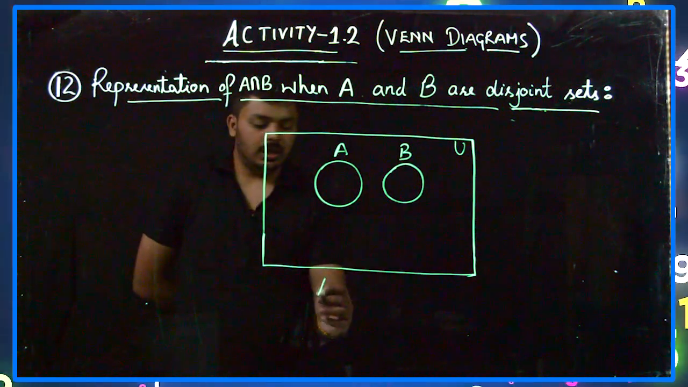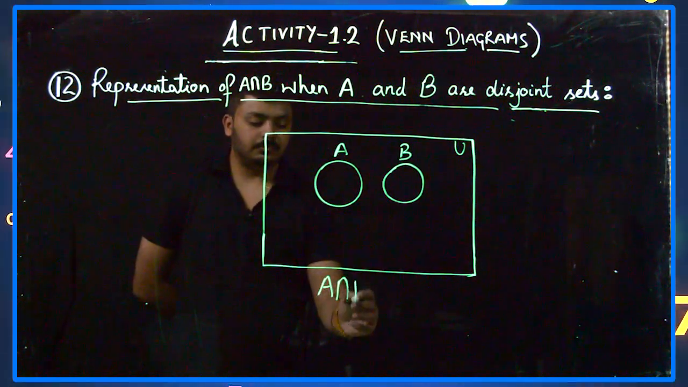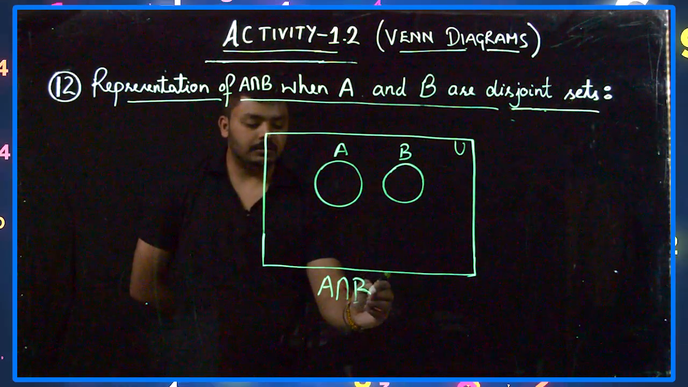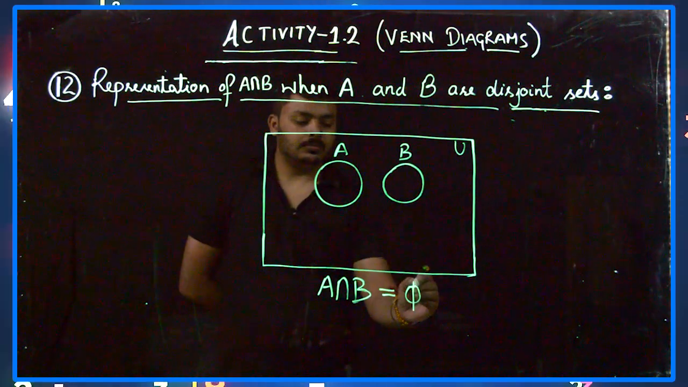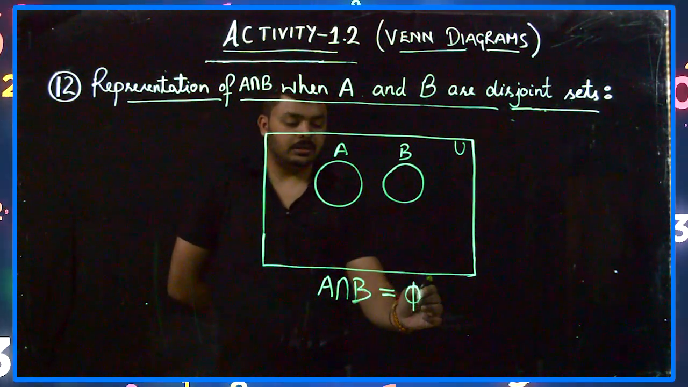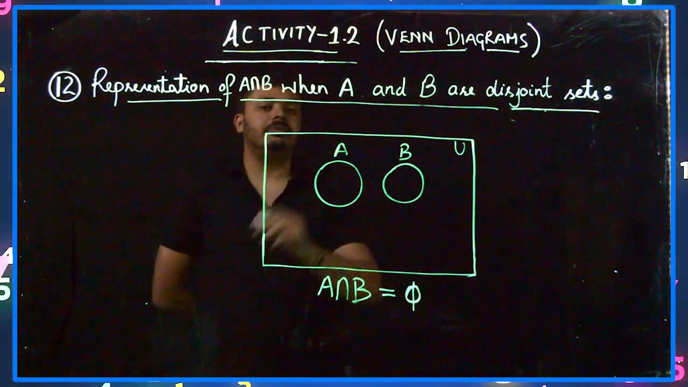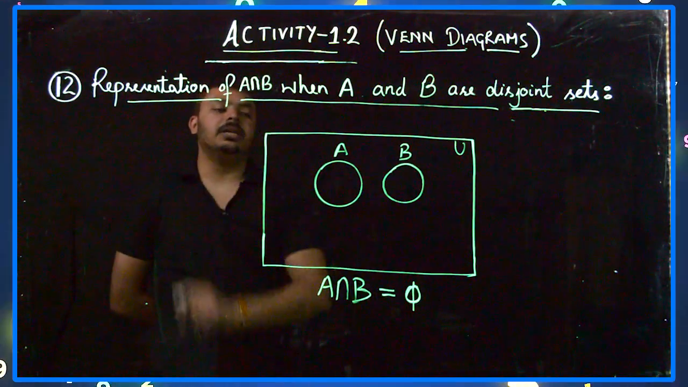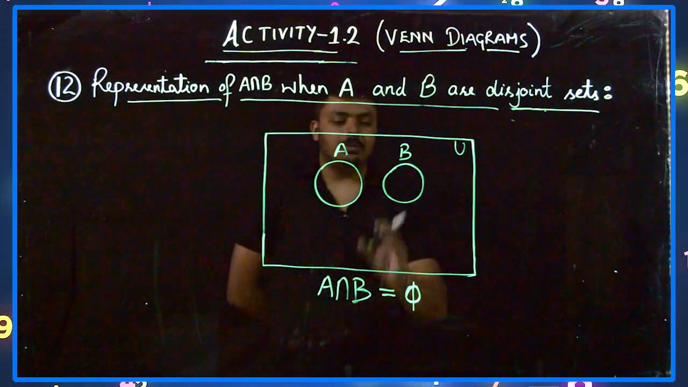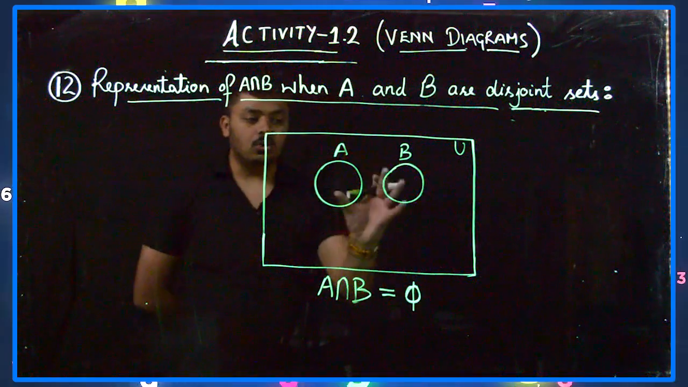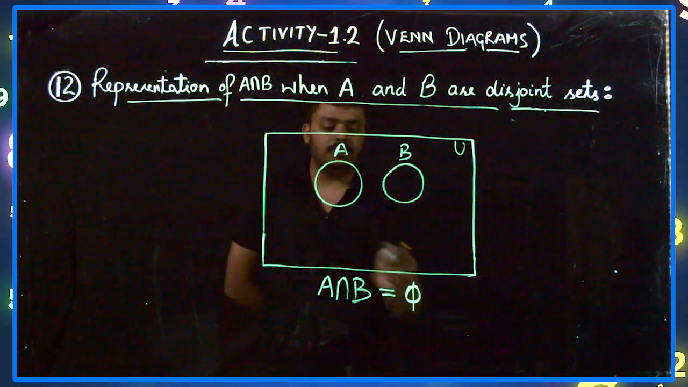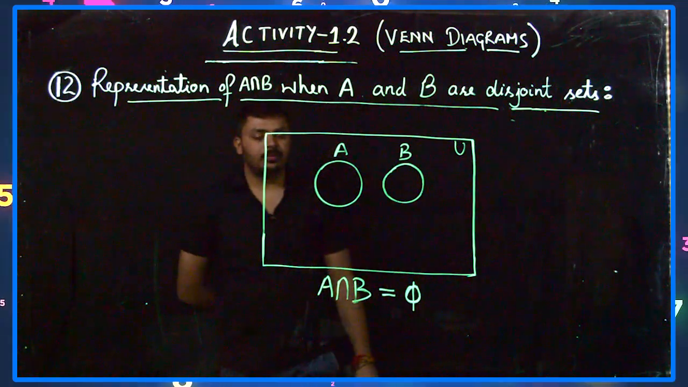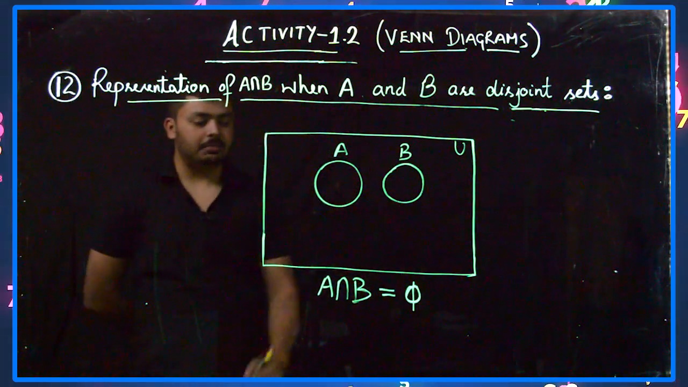So A intersection B of these sets is equal to φ, as disjoint sets do not have anything common between them, and intersection means the common elements between the two sets. There are no common elements between set A and set B, so it is a null or empty set. So A intersection B is an empty set.